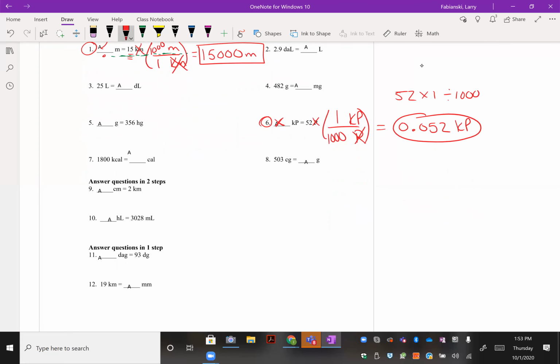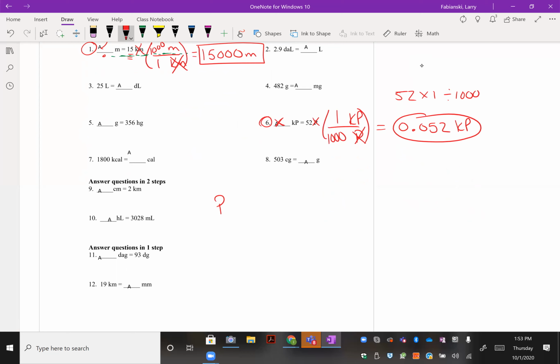And again, we could see the same thing with number 7. It's a kilocalorie to a calorie, a centigram to a gram. For number 5, it's a gram to a hectogram. So these are all the metric prefixes. Please do not forget your metric prefixes, right? I'll just write these out very quick here.